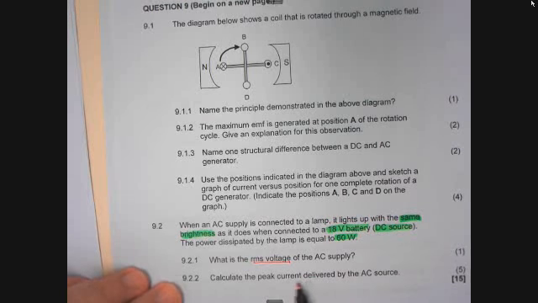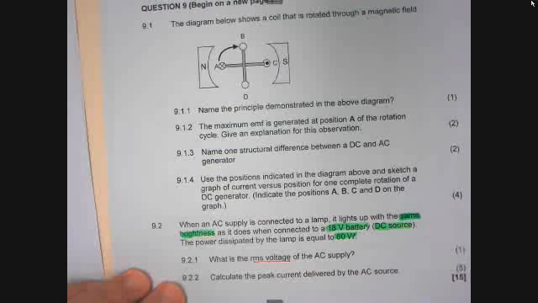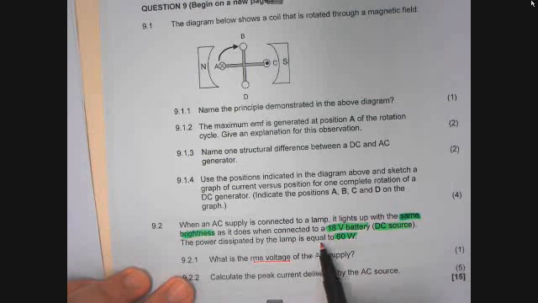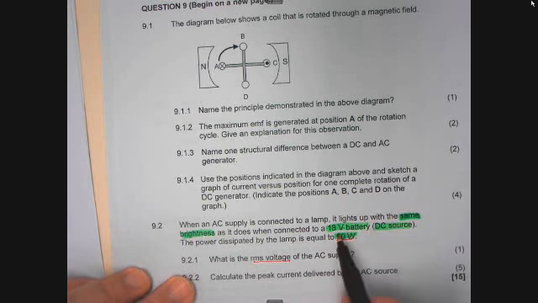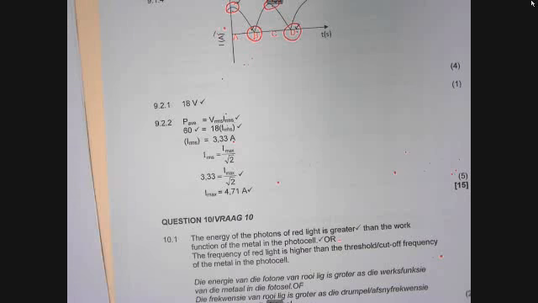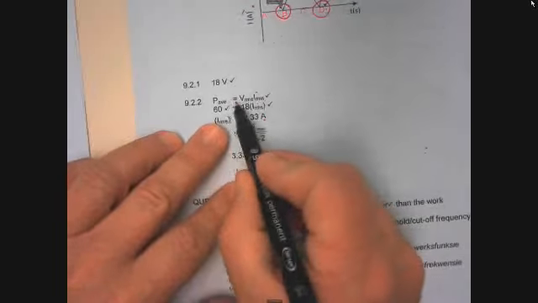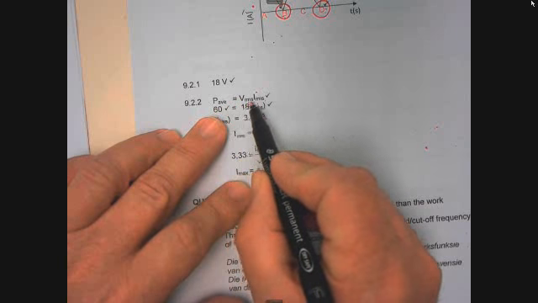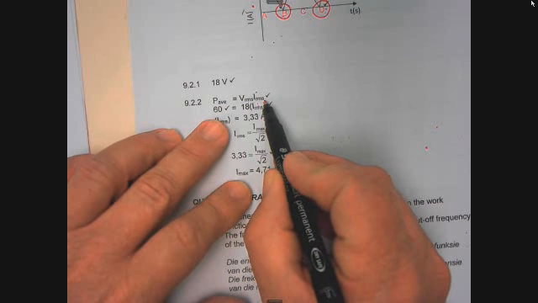Calculate the peak current delivered by the AC source. Right, you have the power given as 60 volt. You have VRMS given as 18 volt. So therefore you can use the formula for power as P average equals VRMS times IRMS.